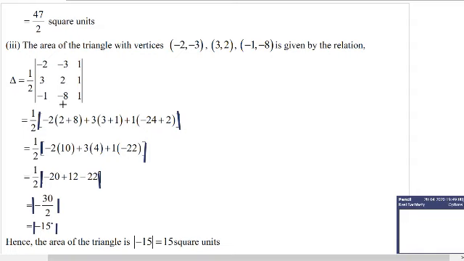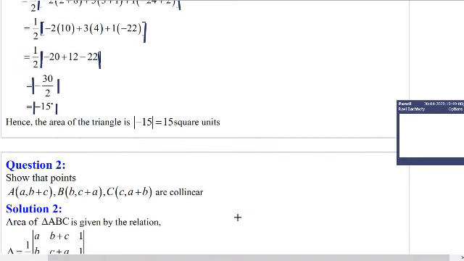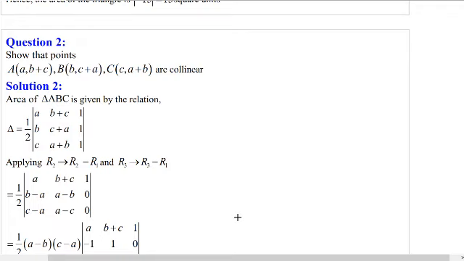If we hide this minus 3 from column and row, we'll get 3, 1, minus 1, 1. That will be 3 plus 1, 4. And if we hide this 1 from column and row, we'll get 3, 2, minus 1, minus 8. That is minus 24 and plus 2, that is minus 22. So if you see the calculation, you'll finally get minus 15. Already we are putting a modulus sign to make it positive, so the answer will be 15 square units. So there is no confusion. Okay, next question.